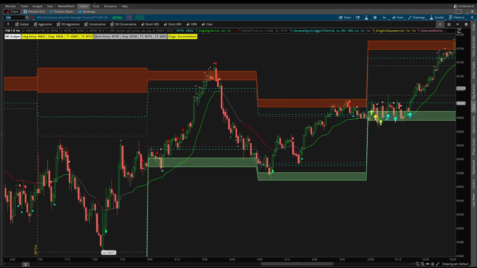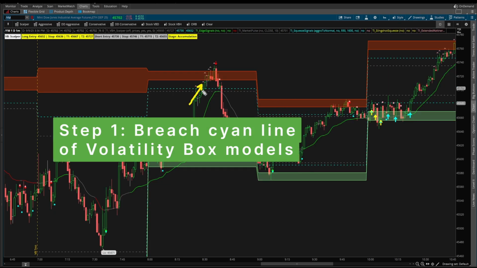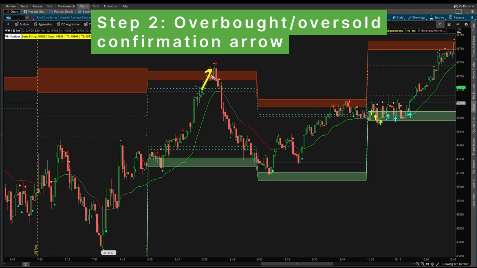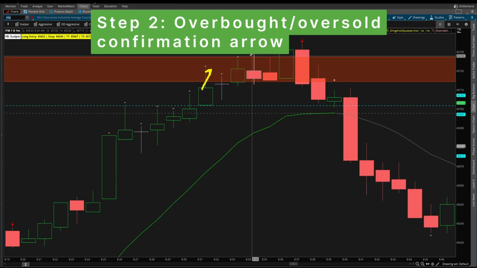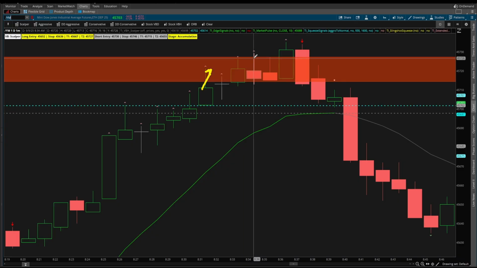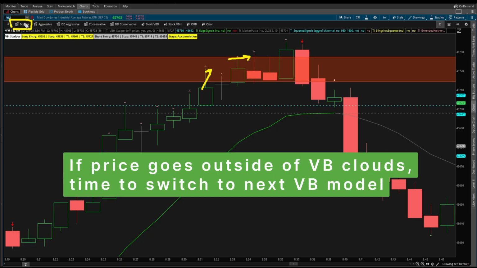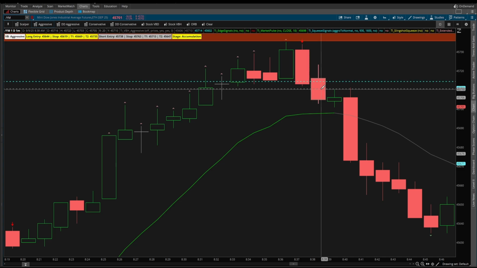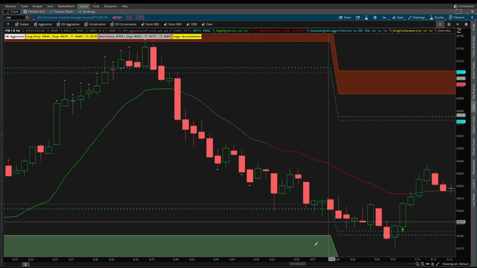Same idea as the S&P. We're looking for a breach of our volatility box models. That's step one. Step two is the edge signal confirmation. Now we don't see that edge signal before the Dow futures go outside of their volatility box models. When this red candle happens right here with this wick, that's our very clear sign that we've exceeded the scalper volatility box models, and we should no longer be interested in scalping. We need to adapt to this new volatility regime. We switch down the line to the aggressive volatility box models, and we repeat the same process.